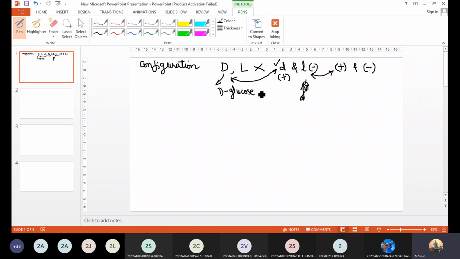Now, this D-glucose molecule can rotate the plane polarized light either towards the right, that is dextrorotatory, or it can be levorotatory. So if you have D-glucose, it can be small d only, or small l only. You have to confirm this only by means of a polarimeter experiment. So don't get confused.